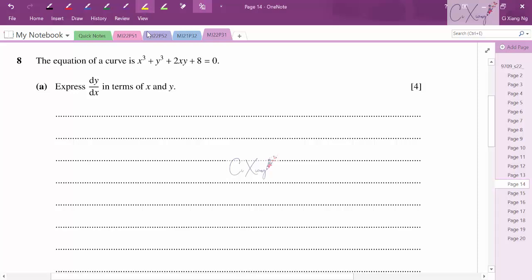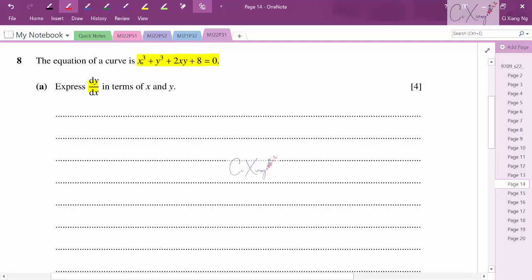Okay, so we come to question number 8. We have an equation given like this, and they want us to find dy/dx in terms of x and also y. We can see that for this equation, x and y are not separable. Therefore, we can apply implicit differentiation.